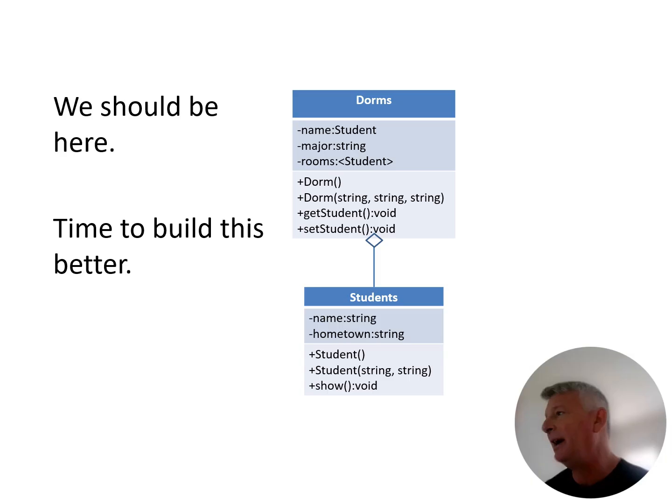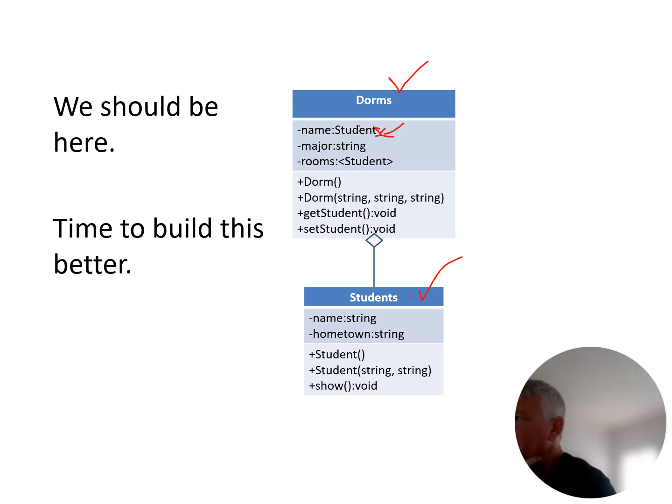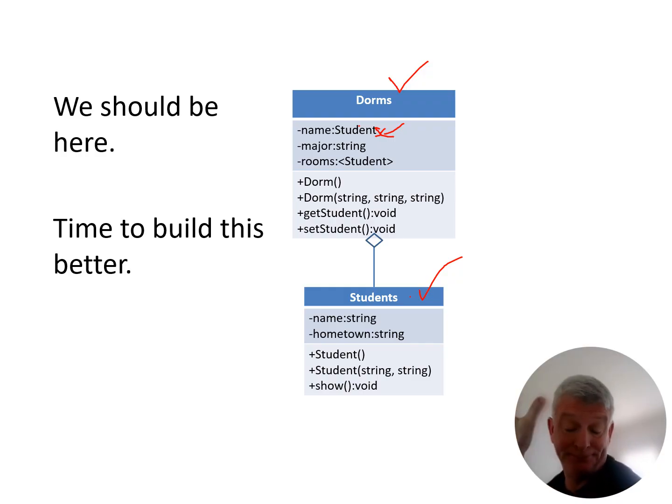Okay, this is what we have. I have two classes: one called Dorms, and another called Student. Okay, I like that. In my dorms, I'm going to have a private name, and that's going to be from the student. This is my variable name, and this is my data type. So what is my data type? My data type is Students, because students go to the dorm, because my dorm can hold many students. One to many. Okay? Many students.